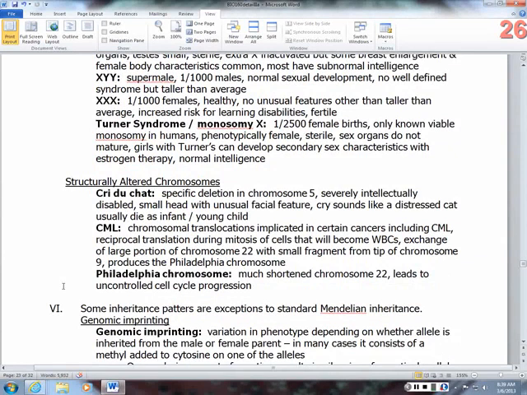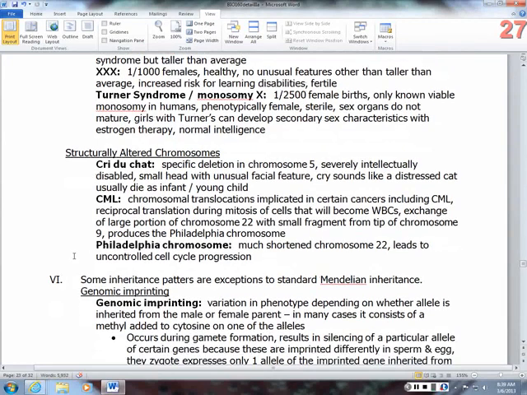So, some structurally altered chromosomes. This has a French pronunciation that I butcher. It's cri du chat. It means cry of the cat. And there is a specific deletion on chromosome 5. So these people are going to be severely intellectually disabled. They'll usually have a small head and distinct facial features. And they may make it into being a young child, but most of them will die as infants. But their cry sounds more like a distressed cat, with more of that yowling type of sound than a normal infant's cry.